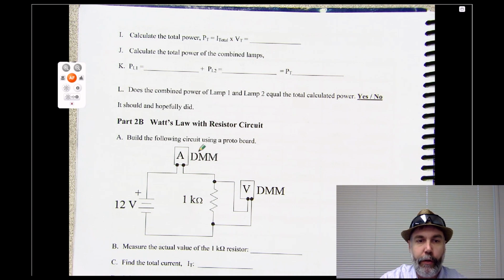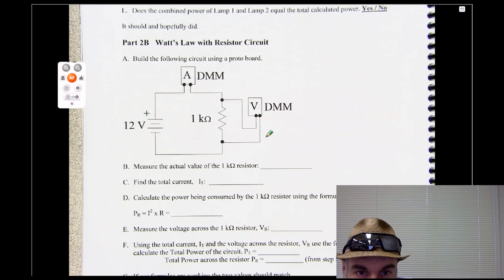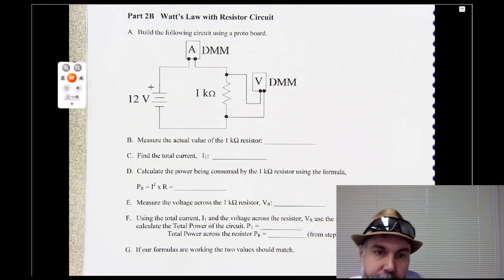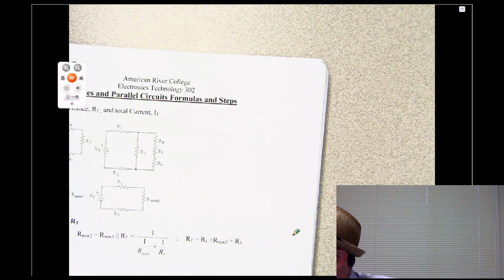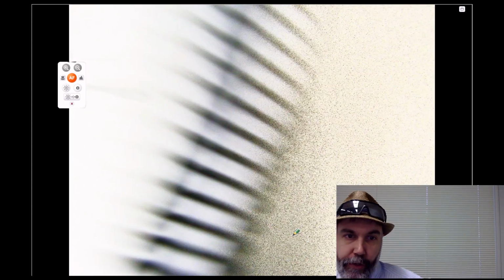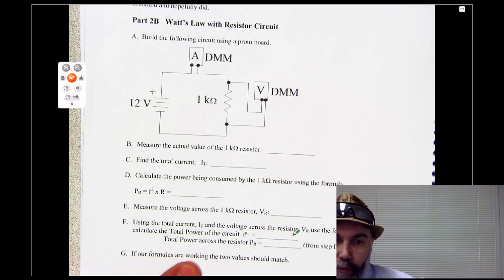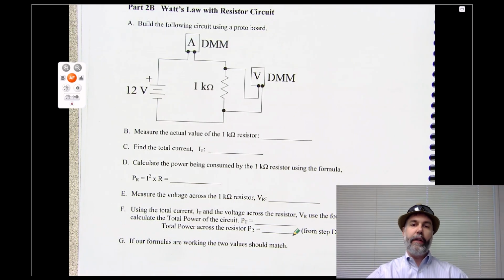And then down here you're going to look at Watt's law with a resistor circuit. Okay. So you're going to build this on a breadboard. You're going to have a power supply, the current meter, and then the voltage meter. And then you're going to do the measurements and calculations that are shown down here to find the power for that. Okay? And then that's just formulas. So this part that we just talked about is the end of the lab.